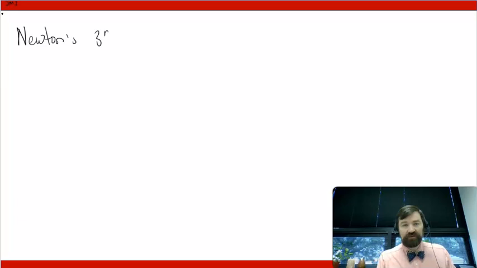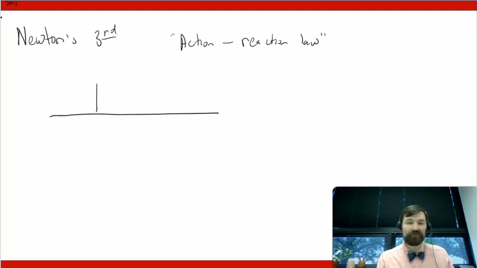So what does Newton's third law say, and what is it? Well, Newton's third law is sometimes called the action-reaction law, so I'll just put that parenthetically at the top. Essentially, it's a law that governs interactions between two objects. So you need two objects for Newton's third law to be invoked. So let's say that I have object number one right here.